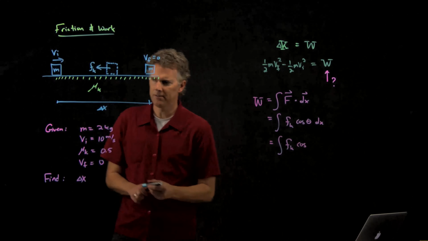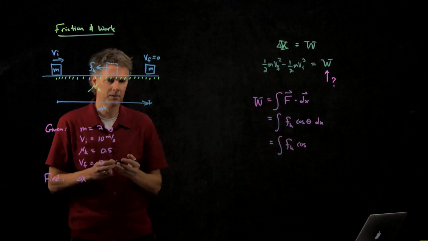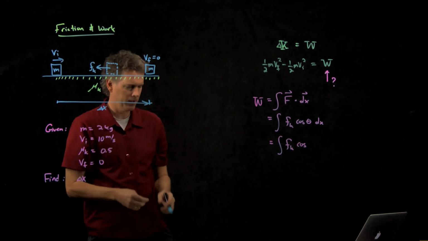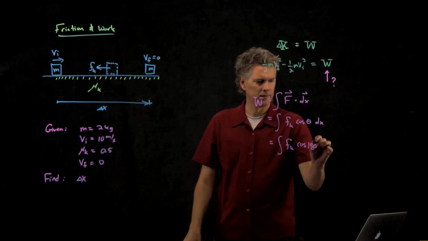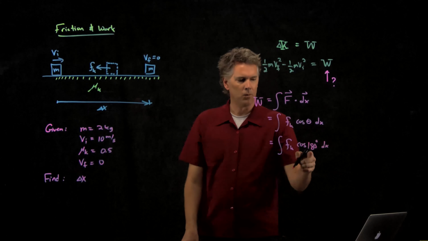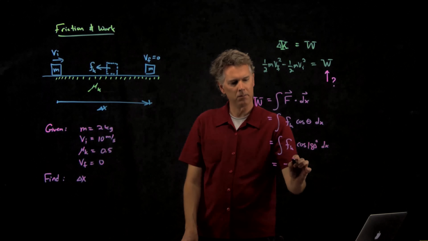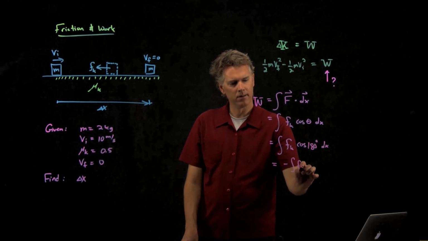Well, delta x is to the right. It's the displacement. It moved to the right. F sub k is to the left. So what's the angle between F sub k and delta x? 180. 180, take the cosine of that, you get a -1. So this whole thing becomes negative integral of Fk dx. Fk is constant the whole way, and so this whole thing just becomes negative Fk delta x.